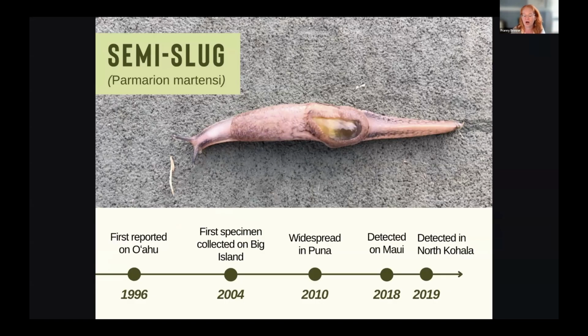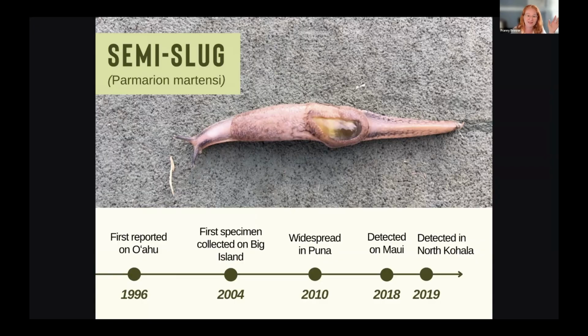This was first found in Oahu in the mid-90s. And the first time it was collected on the Big Island was 2004, but most people were saying, when that study was done, that they were actually doing the collections, people had been seeing it for at least a couple of years. So it came in the early 2000s. By 2010 it was popping up everywhere in Puna.